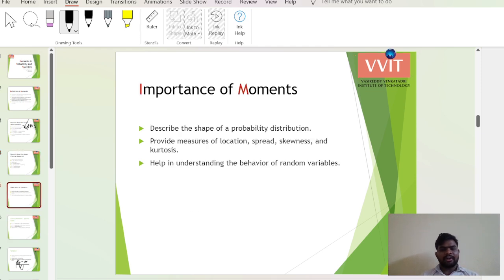Next, the importance of moments. They describe the shape of a probability distribution. They provide a measure of location, spread, skewness, and kurtosis. It helps in understanding the behavior of a random variable. What is the help of moments? It helps to understand how the random variable or signals behave.